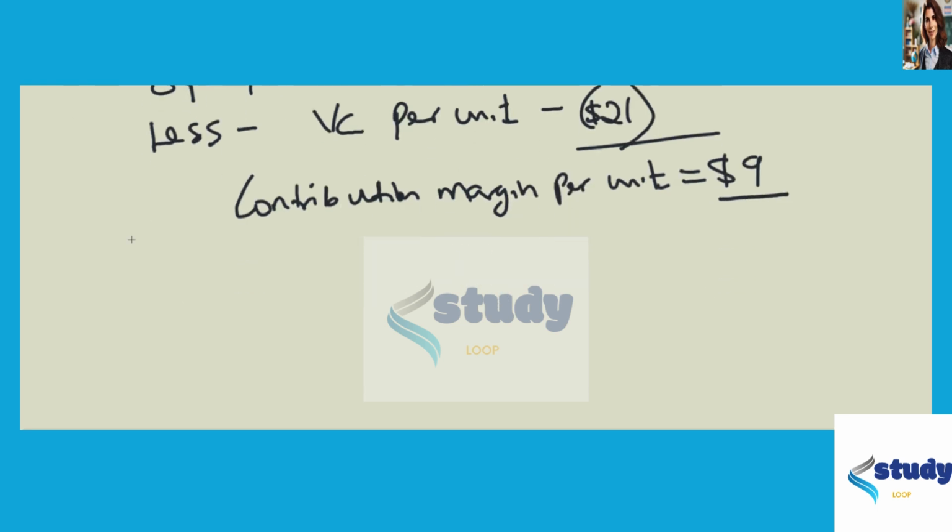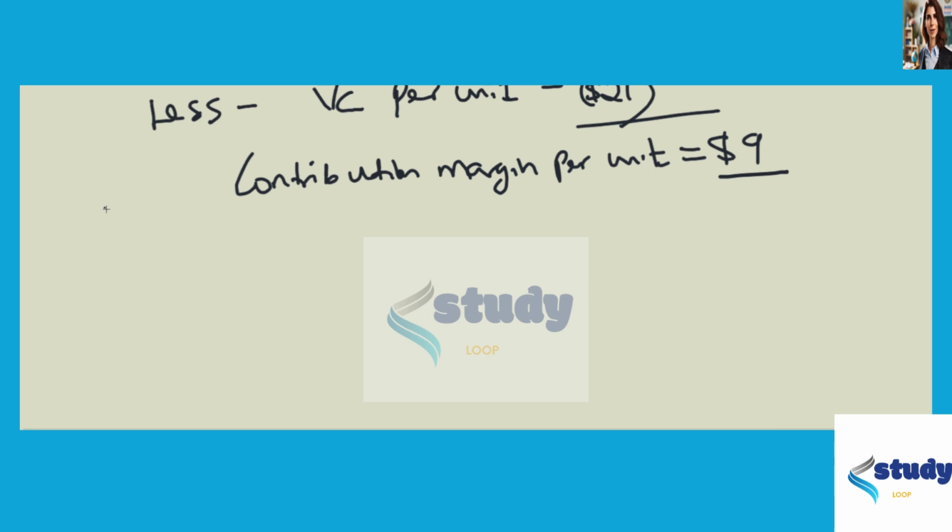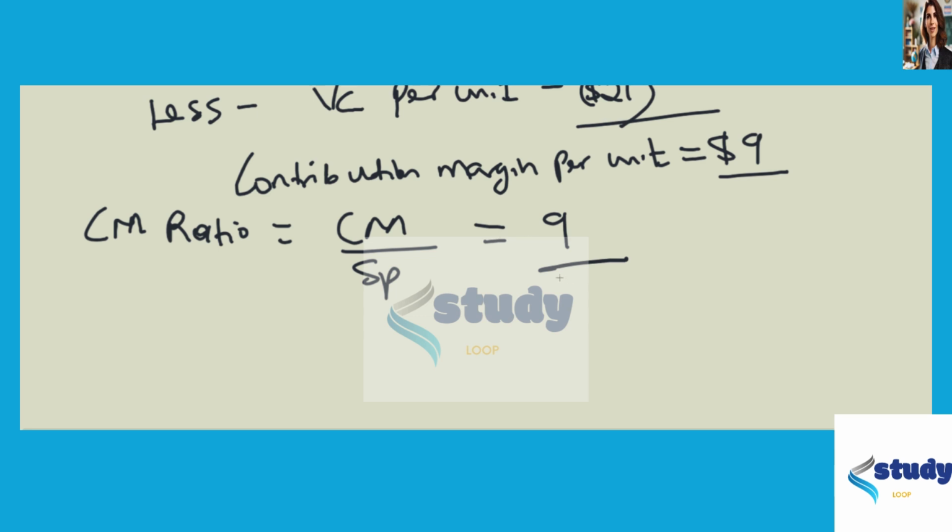So therefore, the contribution margin ratio is equal to the contribution margin divided by selling price. So therefore, we're going to have $9. Contribution margin is $9. Selling price is $30. So 9 divided by 30 will be the contribution margin ratio, and that would be 30%.